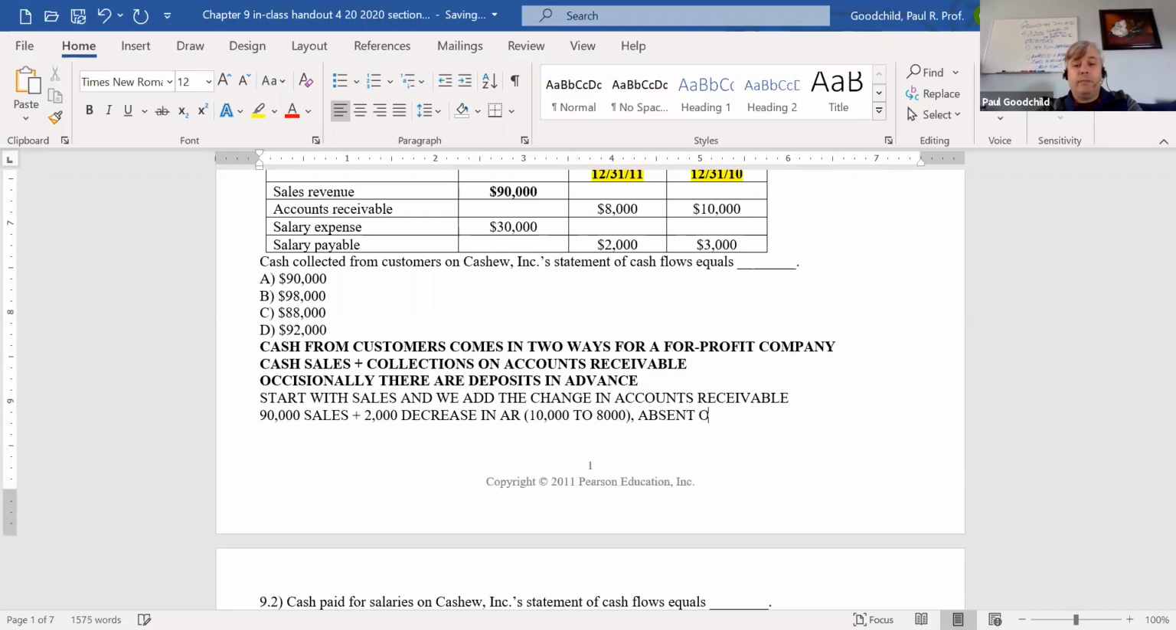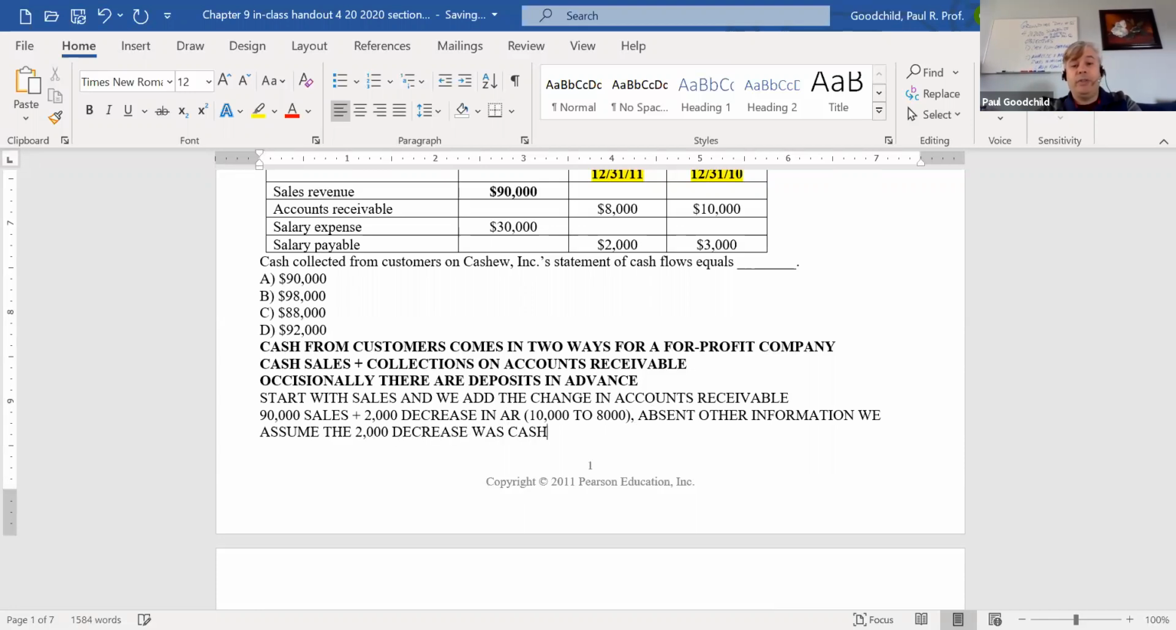Absent other information, we assume the 2,000 decrease was cash received. So 90,000 plus 2,000 equals 92,000 cash from customers. Okay.